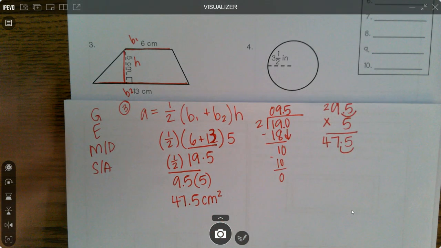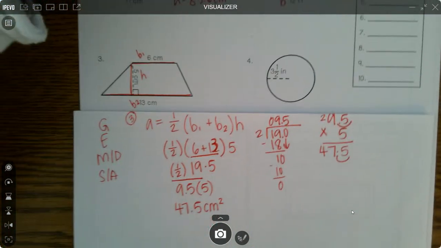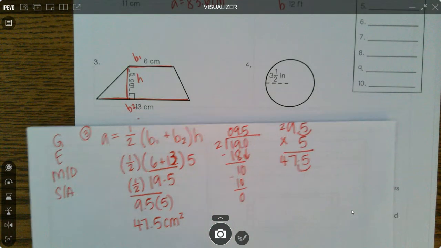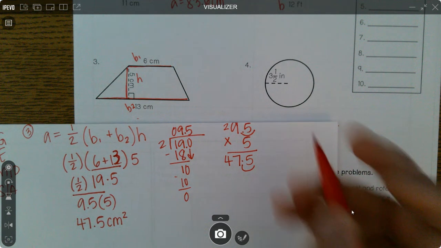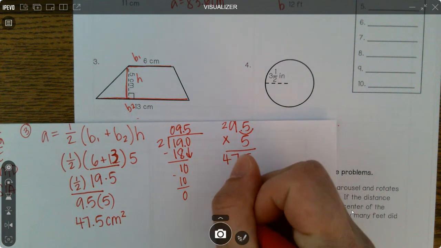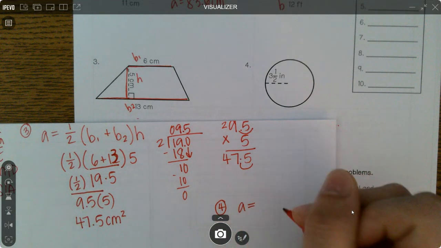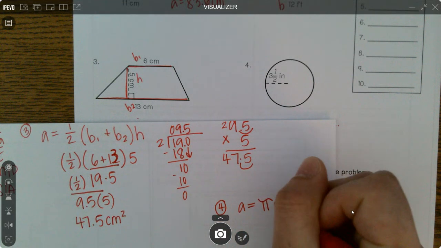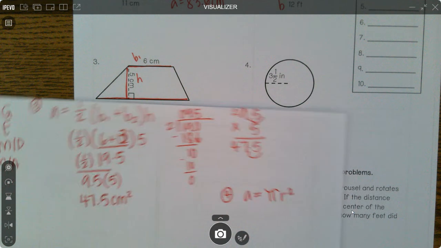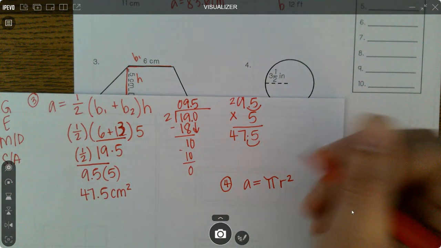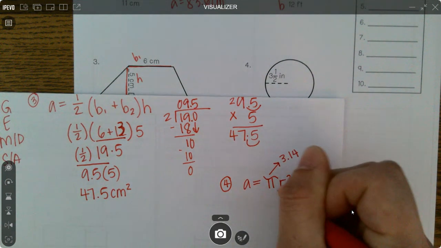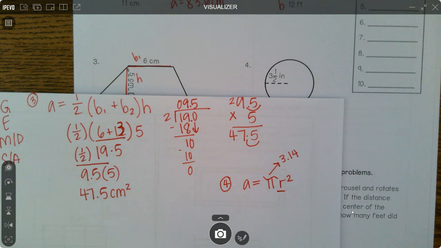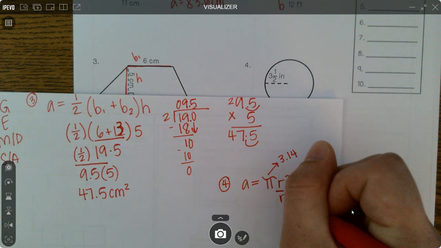Okay, let's look at number 4. So number 4 is a circle. What is my formula for area of a circle? I'm going to write it right here. Area of a circle, actually A equals pi r squared. Okay, what value do we plug in for the place of pi? We plug in 3.14. And this R stands for what in that formula? R is going to stand for the radius.